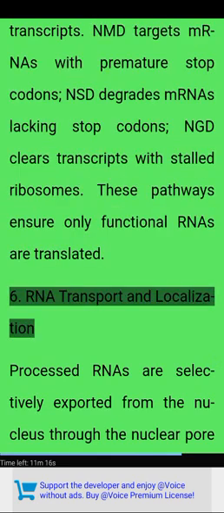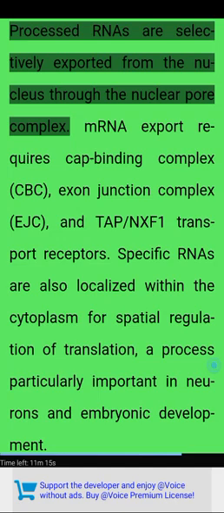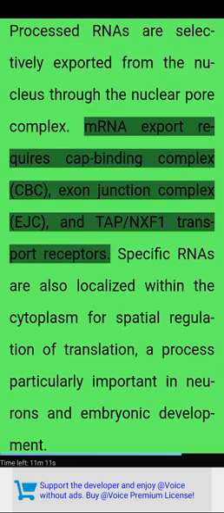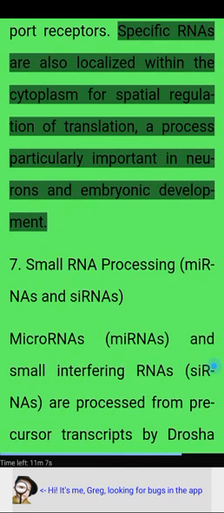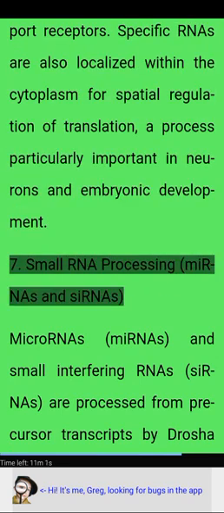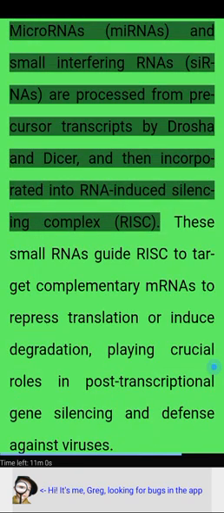6. RNA transport and localization. Processed RNAs are selectively exported from the nucleus through the nuclear pore complex. mRNA export requires cap binding complex (CBC), exon junction complex (EJC), and TAP/NXF1 transport receptors. Specific RNAs are also localized within the cytoplasm for spatial regulation of translation, a process particularly important in neurons and embryonic development.